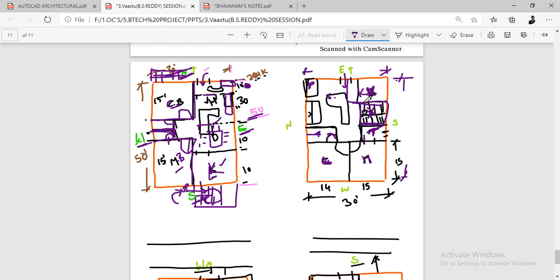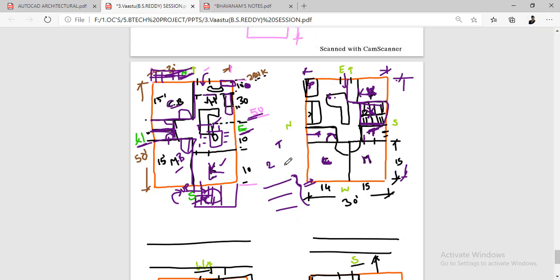Nothing will be different in the duplex. A duplex is two floors, only for one family. That is simply a duplex, and the staircases will not be outside, only inside. So if it is a duplex house, you can never give it for rent.